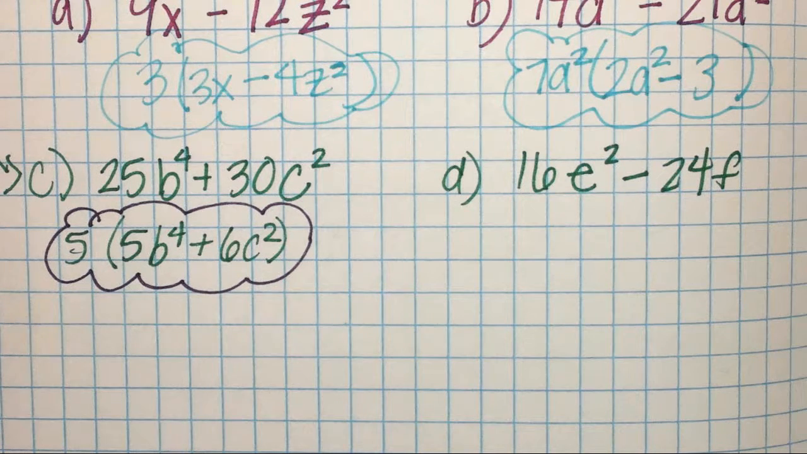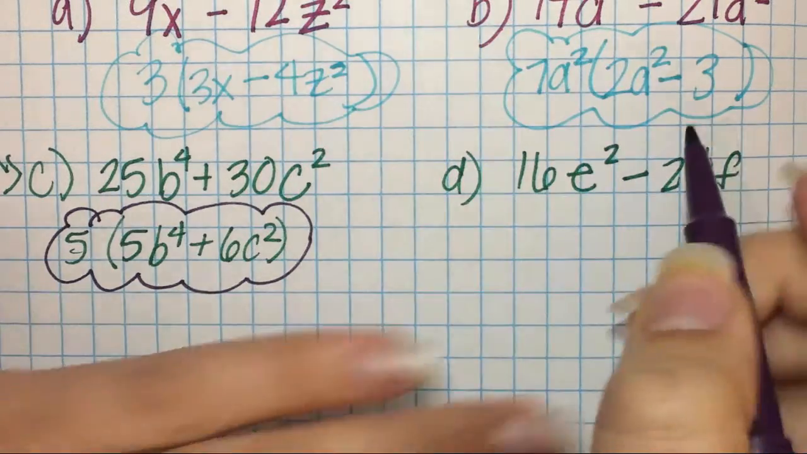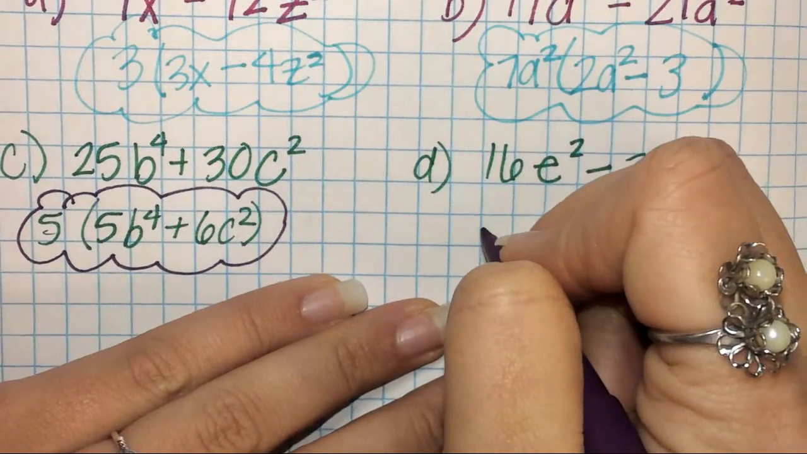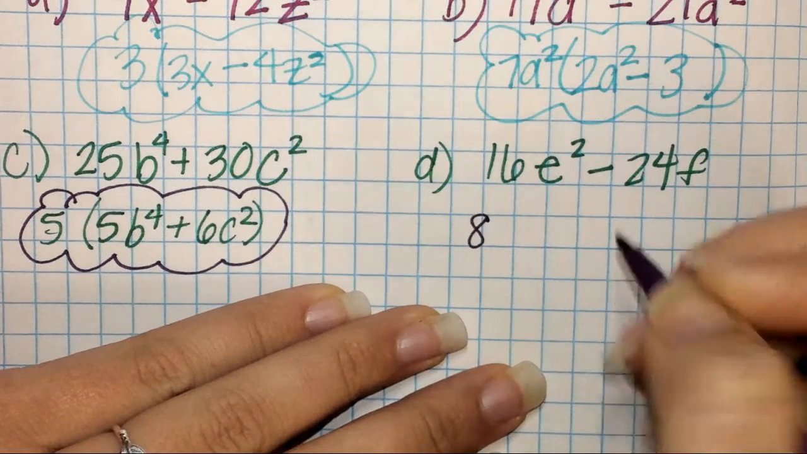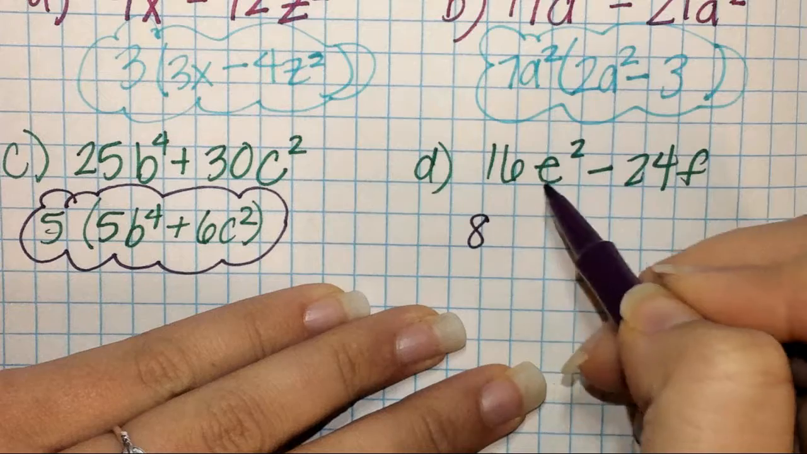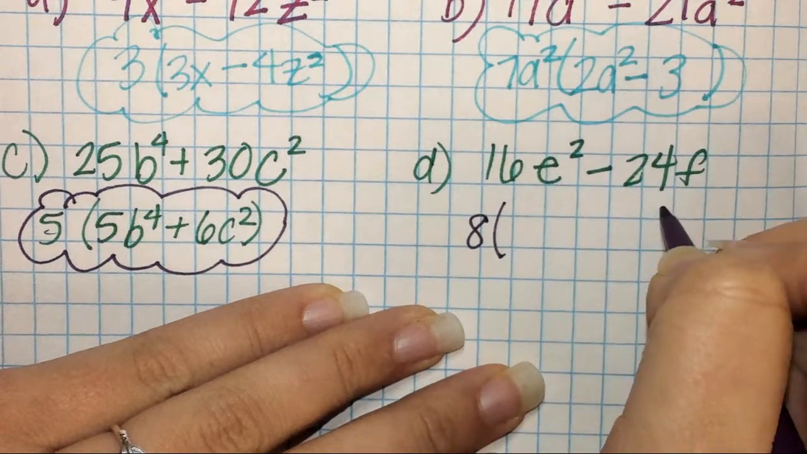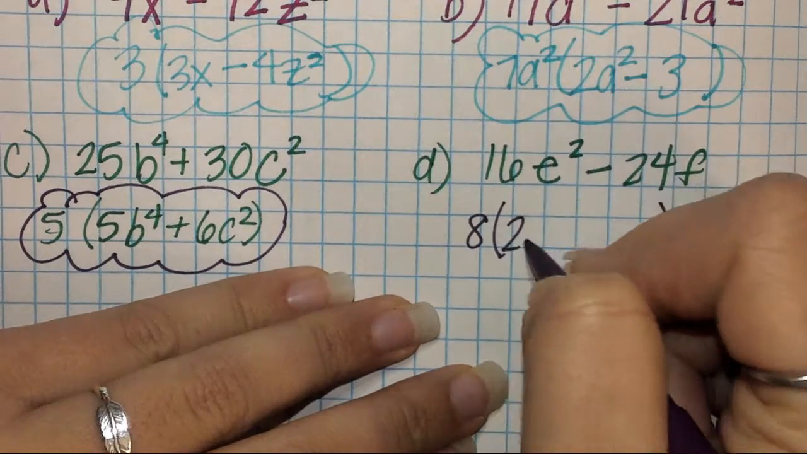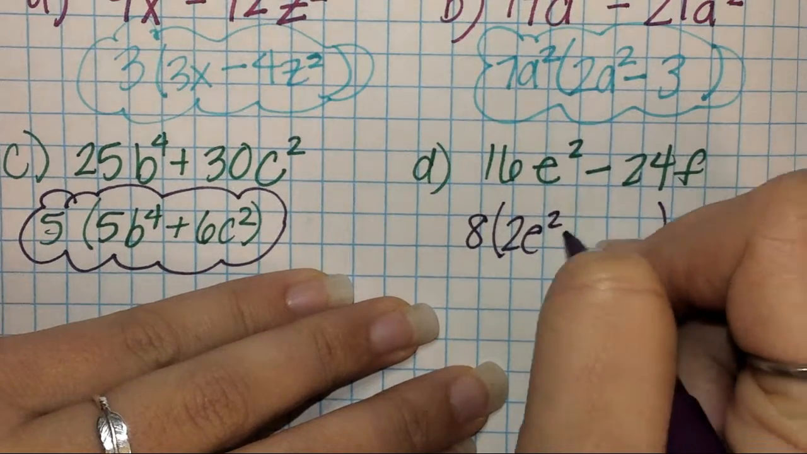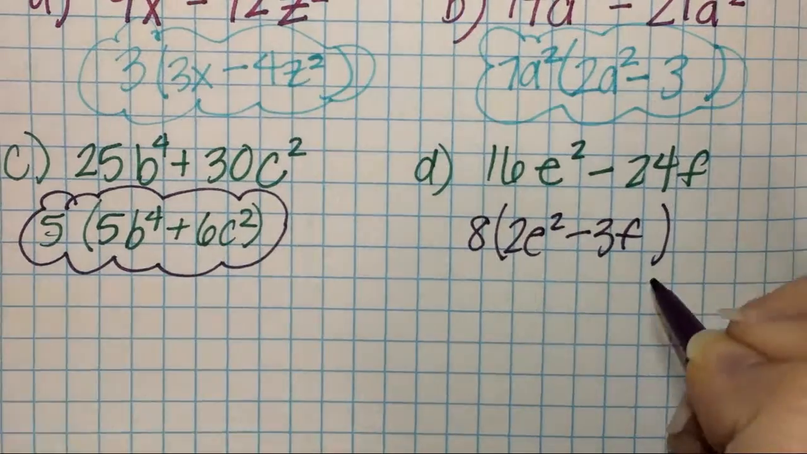Are we ready? Okay. What's the biggest number that goes into both 16 and 24? The biggest number that goes into both of those is 8. Alright. Now, do they have any letter in common? No. Okay. Bronson, can you tell me what's going to be on the inside of the parentheses? Yes. 2e squared minus 3. Good job. Take a point.